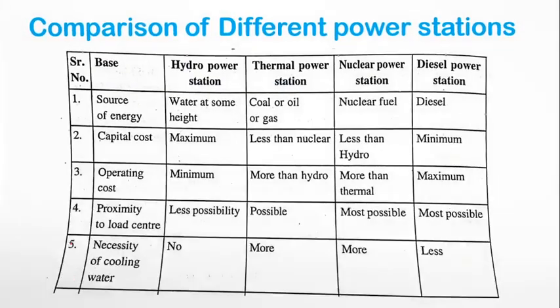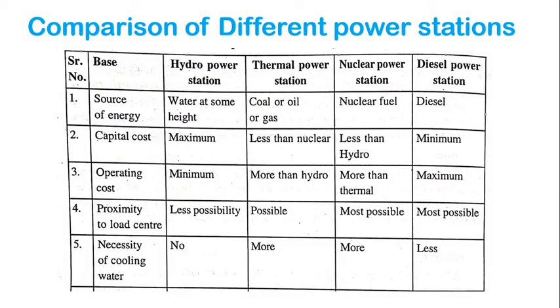Now the next topic that we are going to see is the comparison between different power stations. So over here, as you can see, the base, that is the source of energy. In hydro we have water at some height. In thermal power station we have coal or oil, or we can call gas. In nuclear power station we have nuclear fuel, and in diesel power station we have diesel as a fuel. So this is the source of energy.